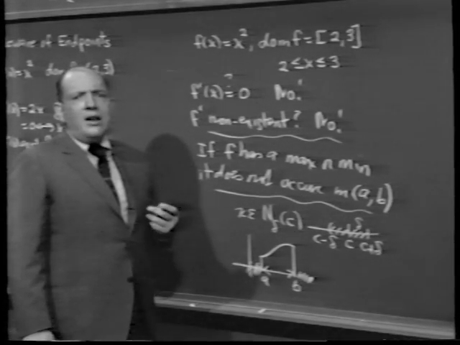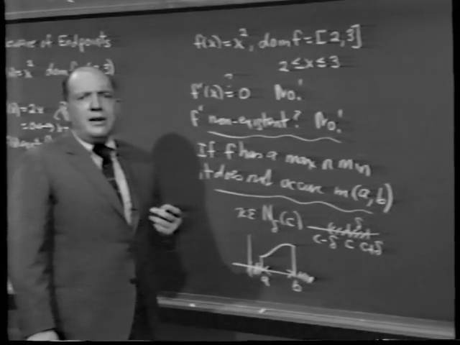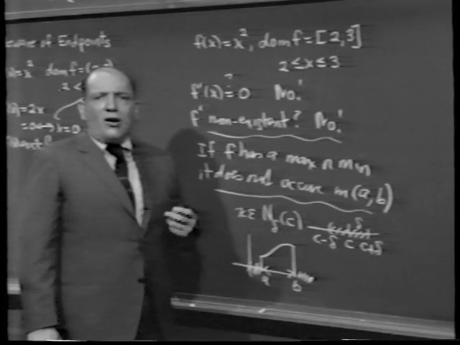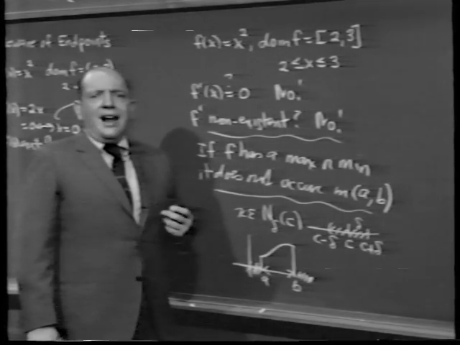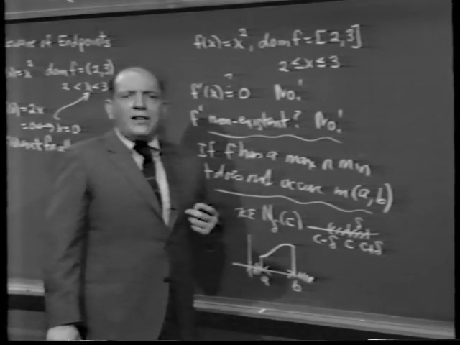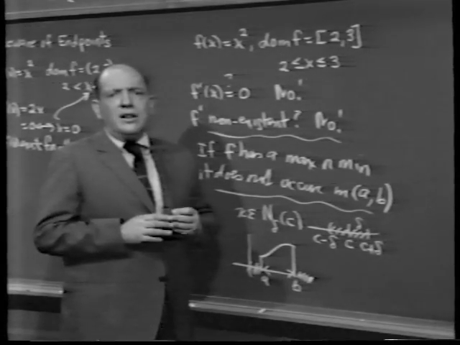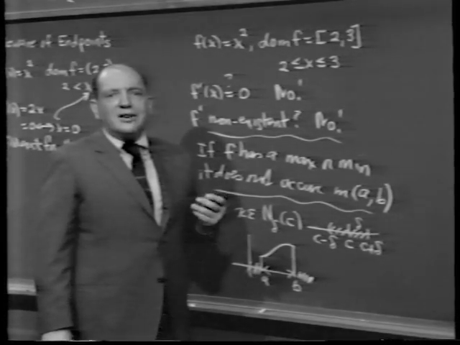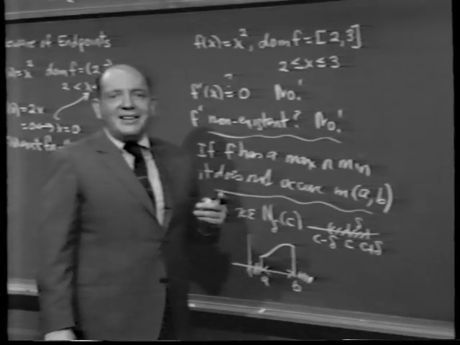So if a function happens to be continuous on a closed interval, and it doesn't have any high-low points in the interior of the interval, then it must have its high-low points at the endpoints.